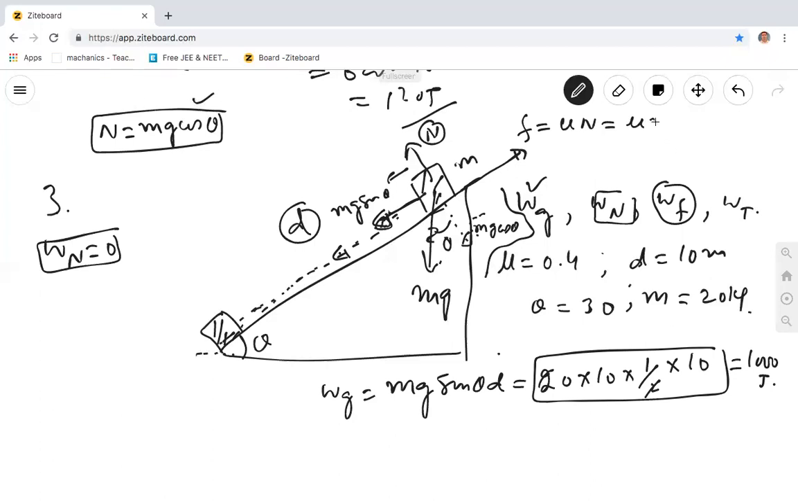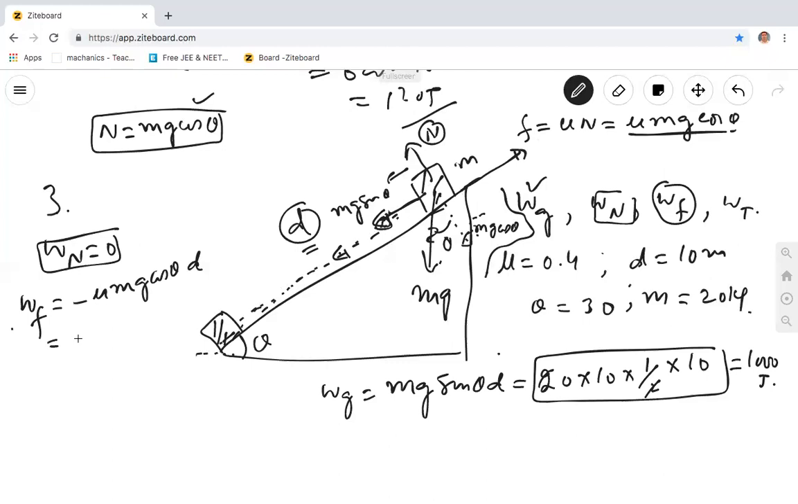Mg cosine theta. Now, what is the work done by frictional force? Mu mg cosine theta into d. Look at this: this is force, this is displacement. First of all, negative sign. Why? Because frictional force is opposed to the displacement. Displacement is downwards and frictional force is upwards. So it is mu mg cos theta into d.